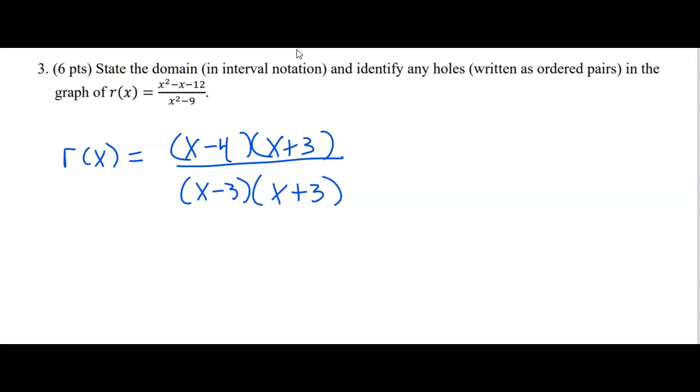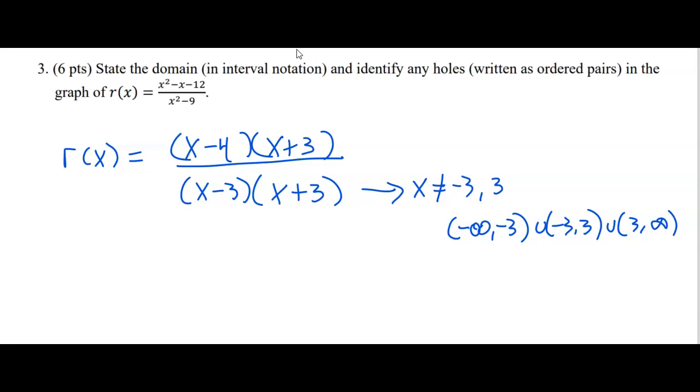Okay, so first off, the denominator gives us, before any reduction happens, we can see that x cannot equal negative 3 or positive 3. This will give us our domain. So our domain in interval notation would be from negative infinity to negative 3, to the left of negative 3, in between negative 3 and 3, so union negative 3 to 3, and then to the right of 3, union 3 to infinity. This will make sure we get all values except for the two values that make the denominator 0. So here we have our domain.